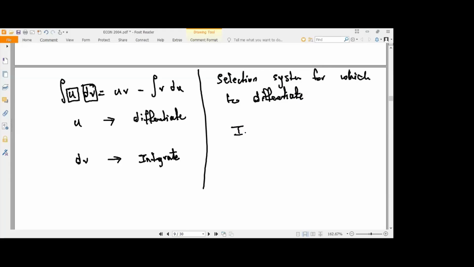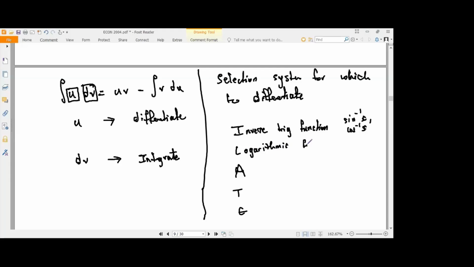So we have what we call ILATE, I-L-A-T-E. Once you can remember ILATE, then you'll know which one to differentiate and which one to integrate. The first preference that you always take to differentiate is the inverse trig functions. That would mean something like sine to the minus 1 of x, cosine to the minus 1 of x, stuff like that, right? If not inverse trig functions, then we always go to logarithmic functions, and by logarithmic functions, I mean something like ln x.